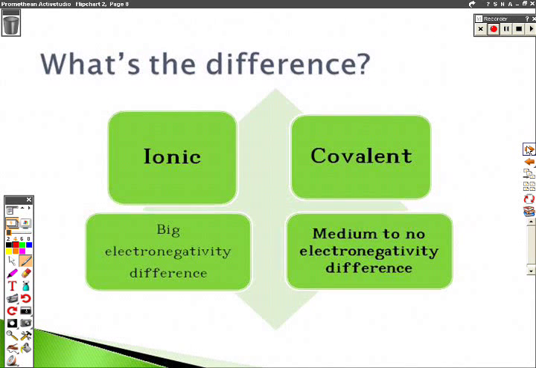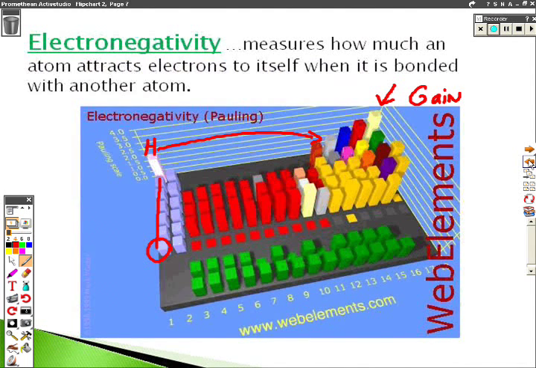What's the difference? Ionic bonding, there's a big electronegativity difference. And covalent bonding, there's a medium to no electronegativity difference at all. Let's look at this for a second. Metals are over here, they lose. Nonmetals are over here, they gain. And so if you look, these have a lousy pull. These have a super duper high pull.